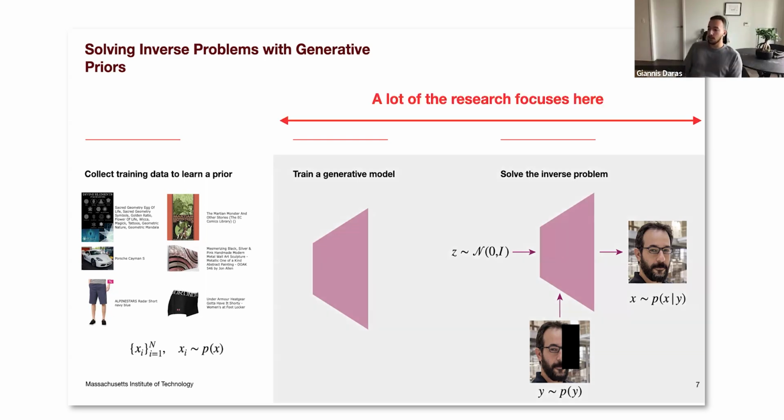And I want to argue that a lot of the research focuses on these two latter parts. There's so much research about the different learning algorithms, how do we train our models optimally, how do these things scale, and then there's also a lot of research in the space of using diffusion models and these other models for solving inverse problems.